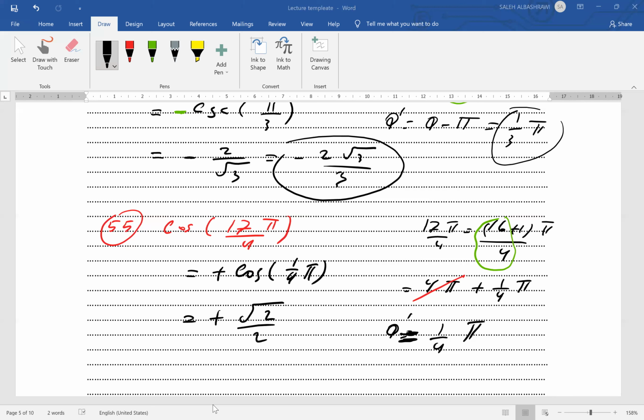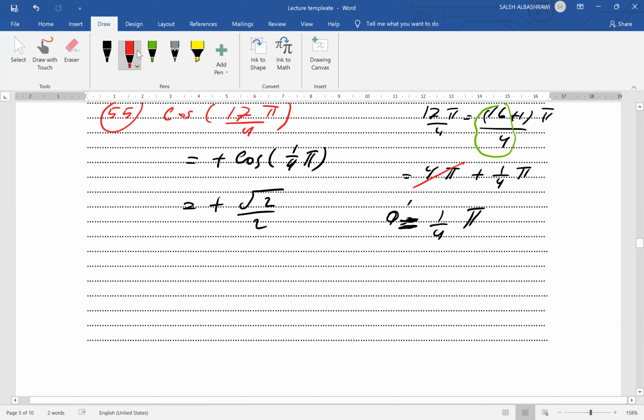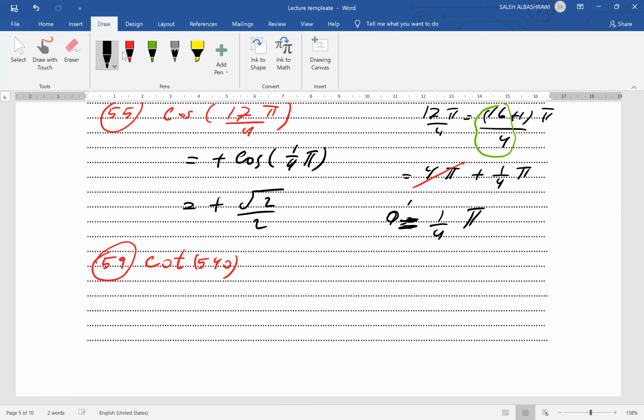One more. Let's take cotangent of 540. That is question number 59. Cotangent of 540. Now this is greater than 360, so we need to find the coterminal angle first.